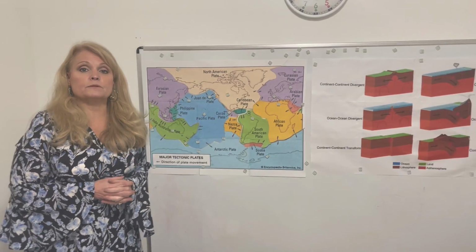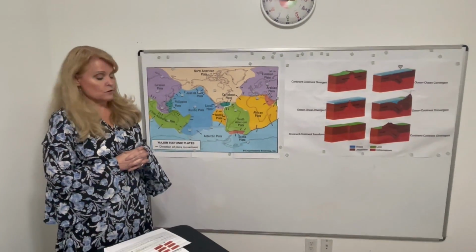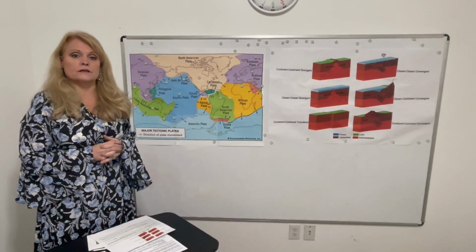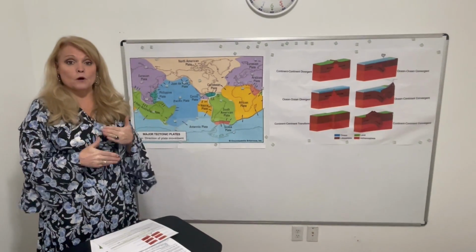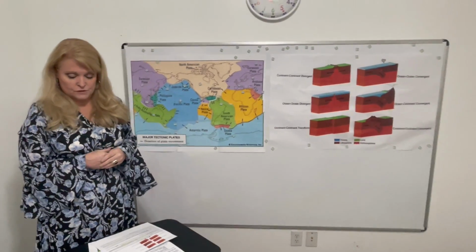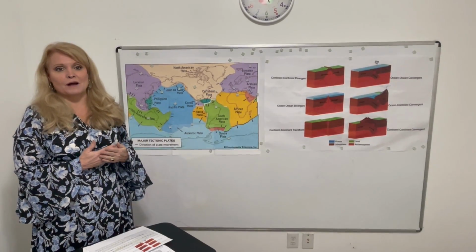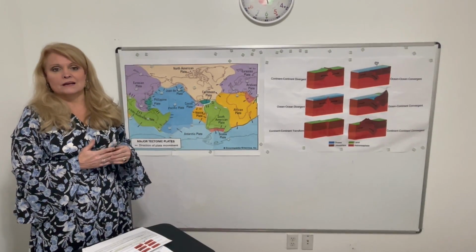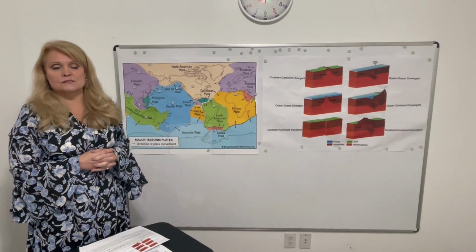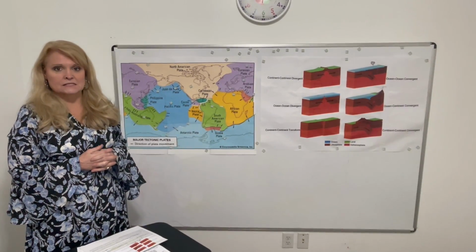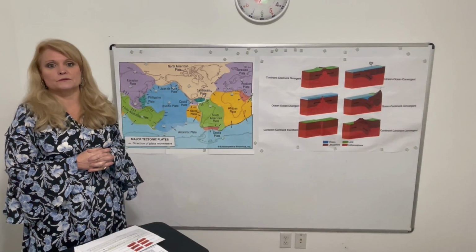So the theory of plate tectonics helps reinforce the continental drift theory, and they both feed off of each other and support each other. This was obviously a very simplistic demonstration, but hopefully it gives a better understanding of how plate tectonics work and how the plates move. Thank you.